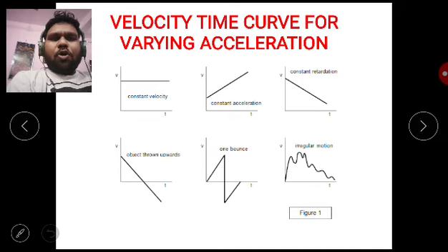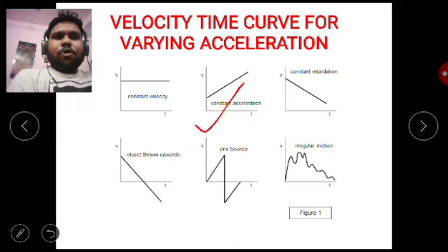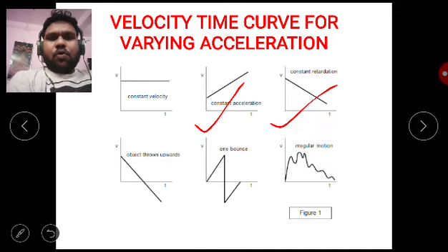When the body is moving along positive x-axis and the curve is inclined to the time axis, the slope of the velocity time curve will be positive, that means acceleration is positive. And in this case a body is moving along positive x direction, but the curve is downward sloping. When the curve is downward sloping, the tangent of the curve will be negative, so it will be constant retardation or negative acceleration. It is the case when the body is thrown upward.